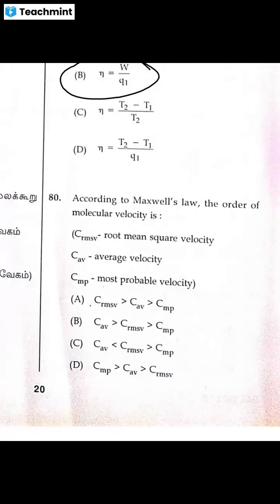And according to Maxwell law of molecular speed theory, this is also a direct question. From the three relations they gave, we just take the ratio, and what is the highest one? This is root mean square velocity, then average velocity, then most probable velocity. Option A.